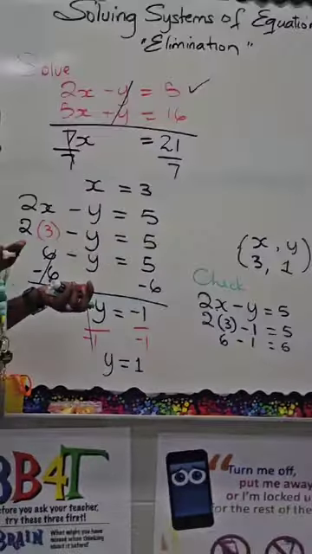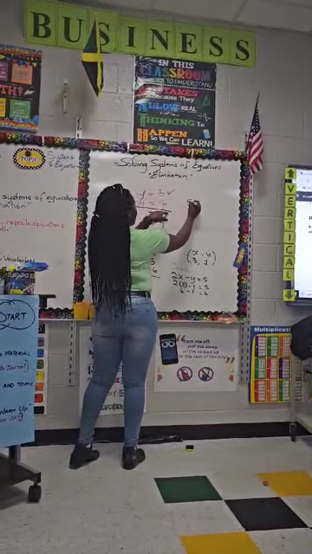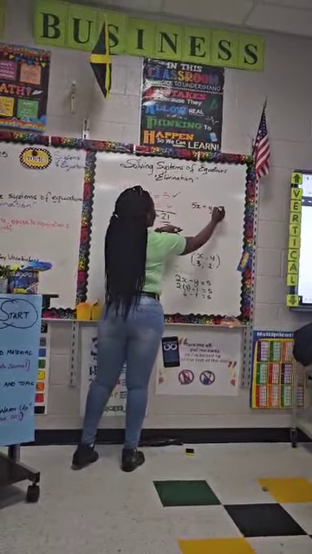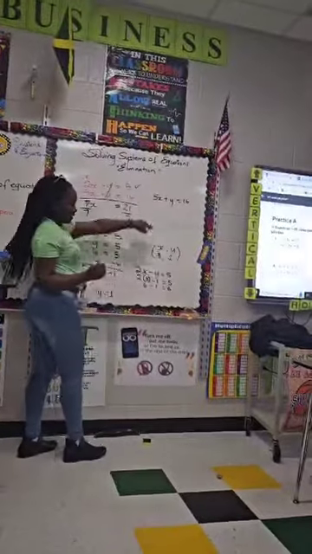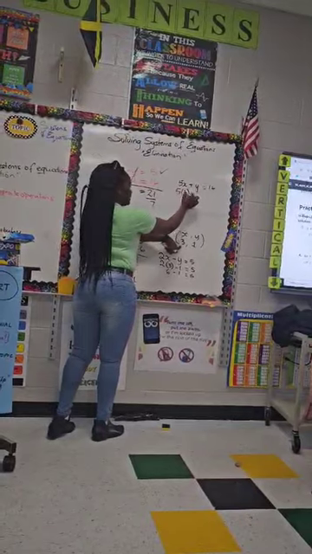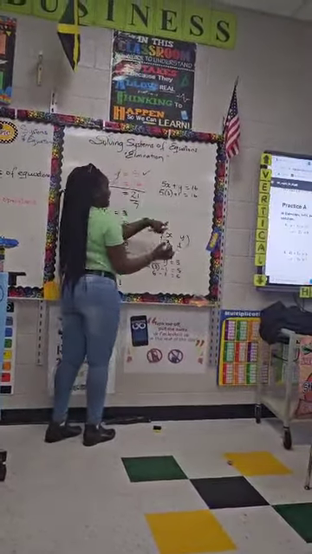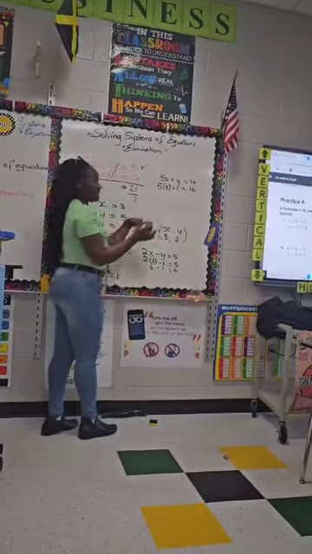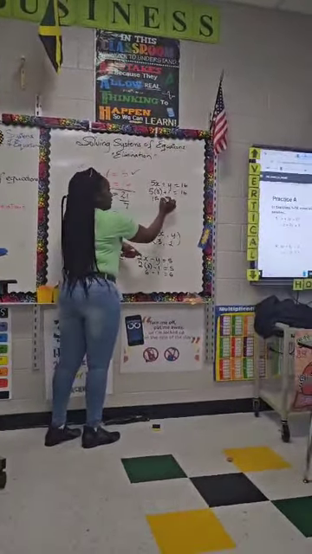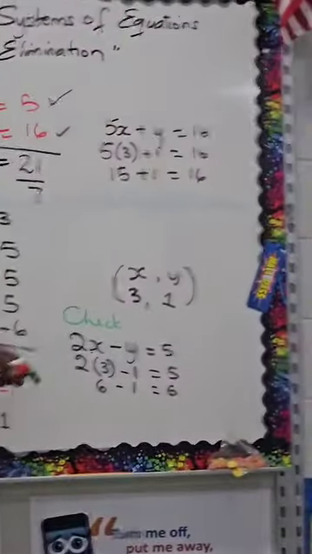We're going to see if it works for the second equation. The second equation says 5x plus y equals 16. I'm going to replace x with 3. So 5 times 3 plus 1 equals 16. Let's see if that is true. 5 times 3 is 15. Plus 1 equals 16. So we know it's true for both. So we know we did the correct steps.